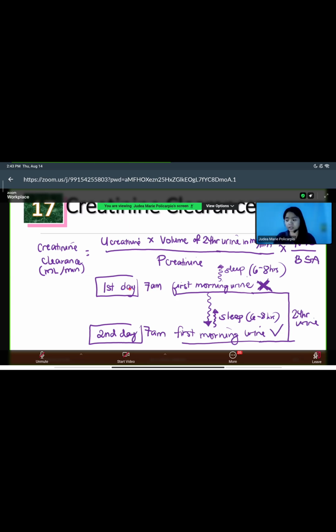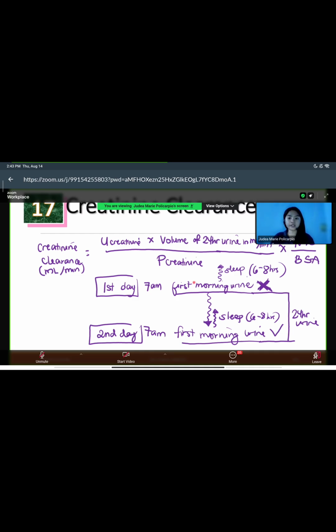Would that still be accurate? Magiging accurate pa ba yon? Hindi na. Every drop counts, ha? Laging tatandaan, every drop counts daw, sabi nga ng Shell. Make sure na kumpleto yung 24-hour urine collection. Okay, so therefore, wag kakalimutan, recall question.